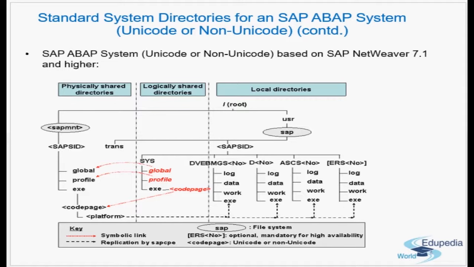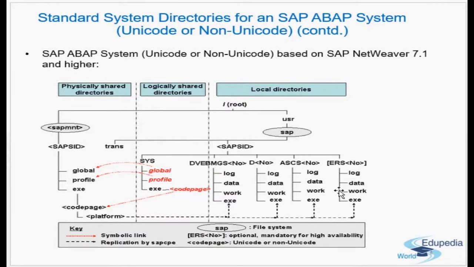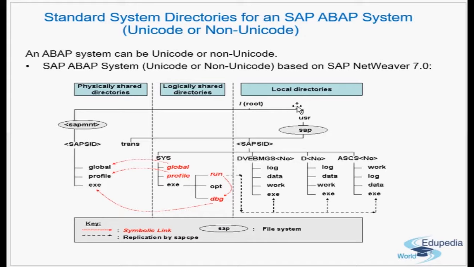Replication is done by SAPCPE. So here we have an additional ERS subdirectory. That's it, the rest is all the same. So this is about the ABAP system, whether it is Unicode or non-Unicode. From 7.1 and higher you have a slight modification. You have one more subdirectory, ERS and the instance number, and under exe you don't have run, opt and dbg, you just have code page. That's the only difference. The rest is the same.